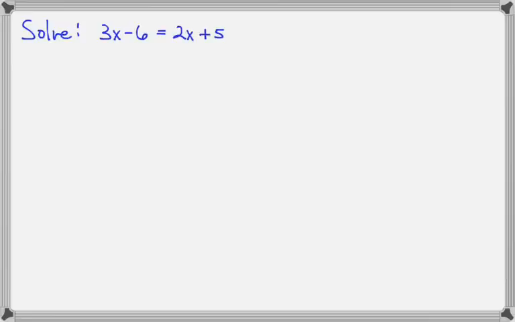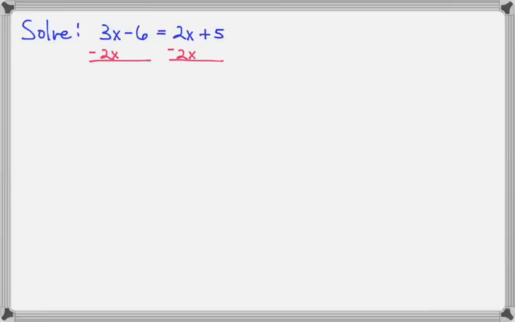Alright, let's solve a couple more together. 3x minus 6 equals 2x plus 5. So notice that we have both kinds of terms on both sides of the equal mark. So the best strategy is to find the smaller x term and eliminate that first. So I want to get rid of this positive 2x, so I'm going to put a negative 2x under it. And whatever I do to one side, I have to do to the other side.